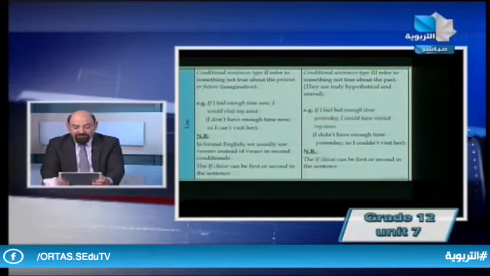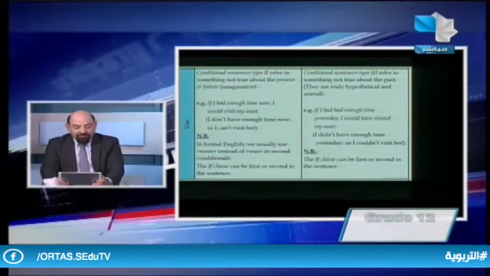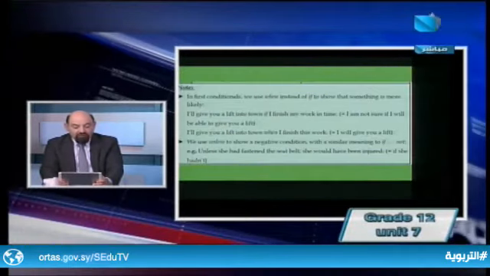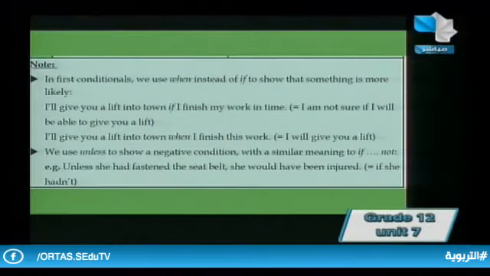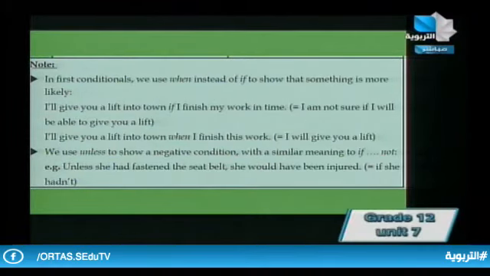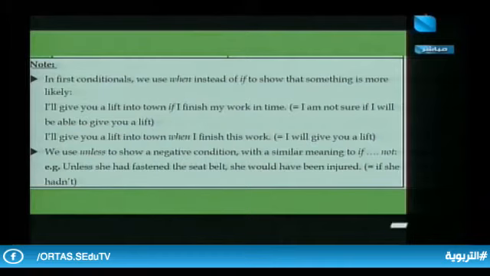In first conditionals, we use when instead of if to show that something is more likely. Example: I'll give you a lift into town if I finish my work in time. Or we can say, I'll give you a lift into town when I finish this work. This is a time clause, not a conditional clause, not an if clause.